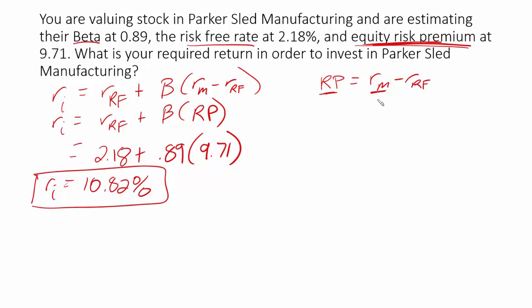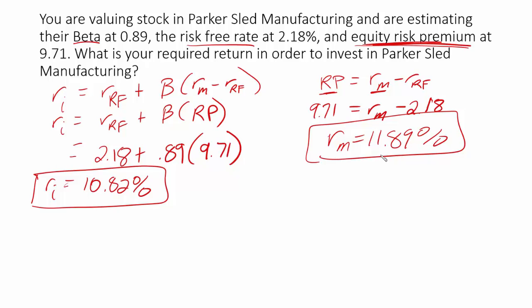So what is our return on the market right now? We were trying to figure out that return on the market, and we were looking at the risk-free rate of 2.18%. Let me step back. Our risk premium here is 9.71%. Basically all we're doing is adding the 9.71 plus the 2.18, and we have a return on the market equal to 11.89%.